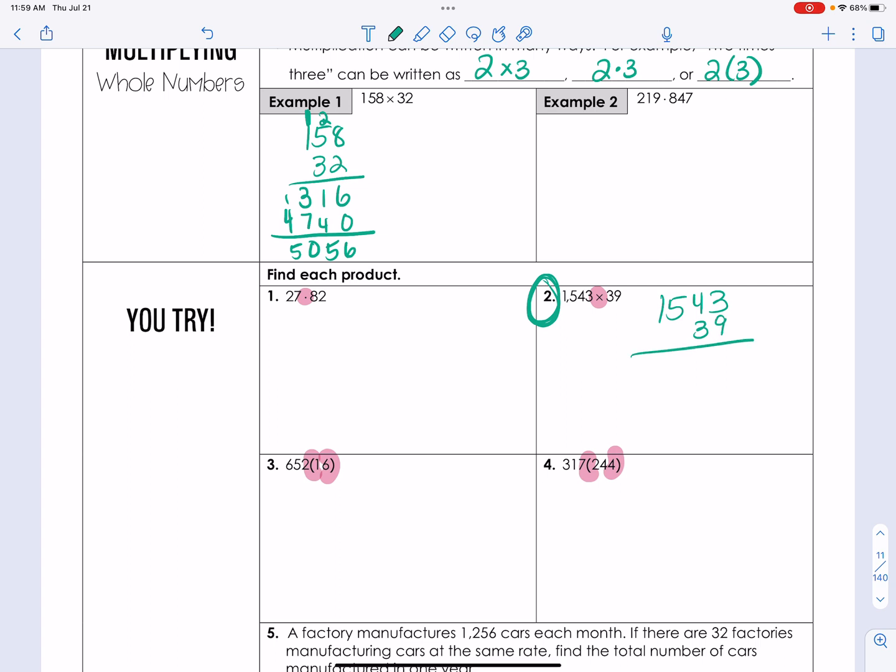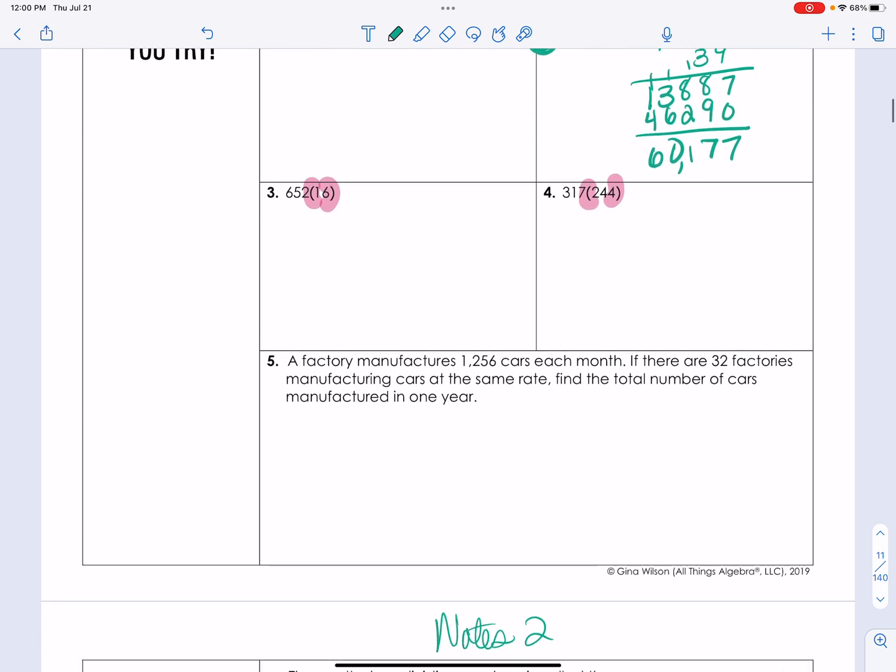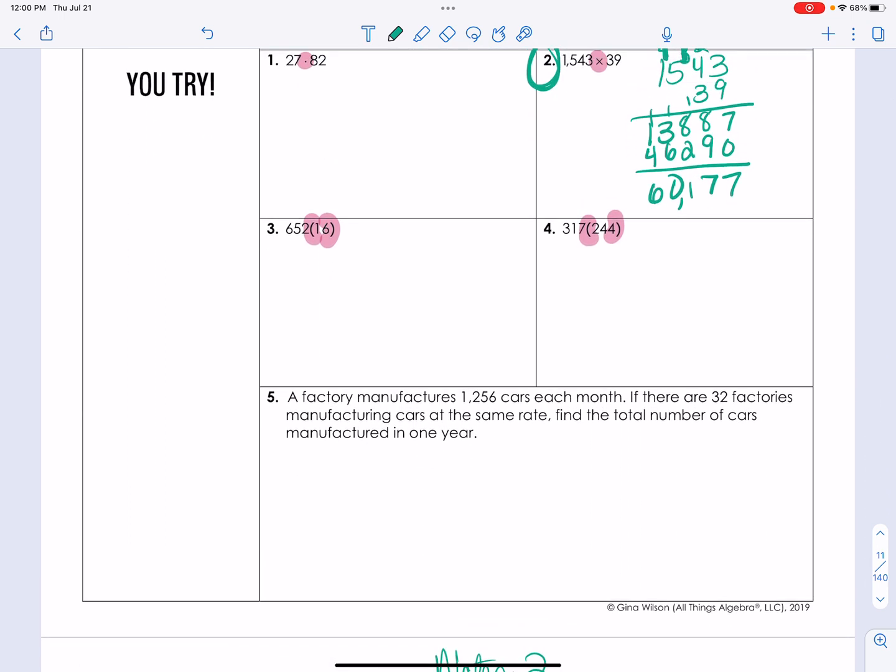On question 2, this was a 27, so 36 is 38, 45 is 48, carry the 4, that's 13. So you get 13,887. And then you bring a 0 down, you multiply by 3, 12, carry the 1, 15, 16, carry the 1, so you get 4. And then you add 7, 17, 11, 10, so 60,177.